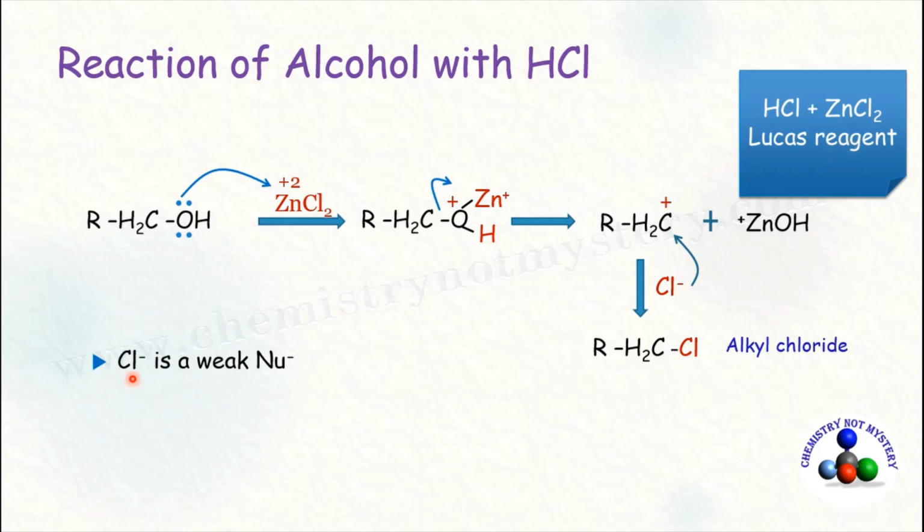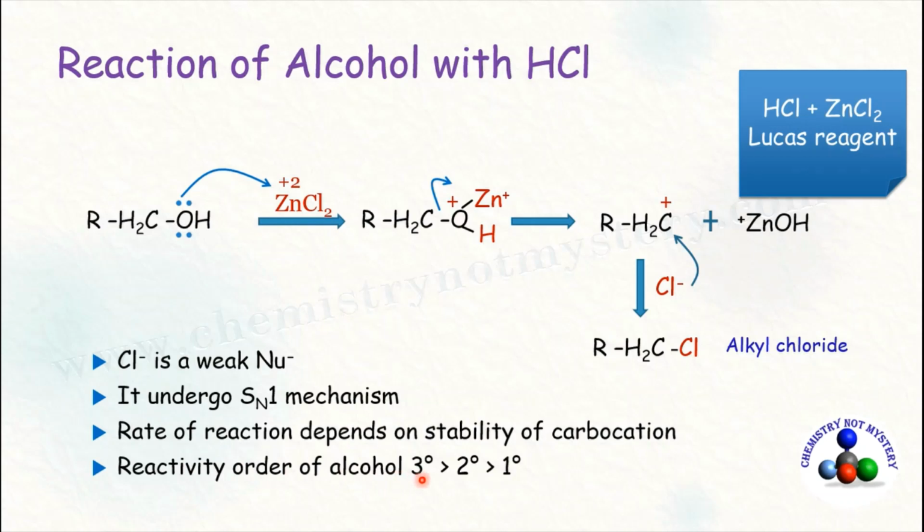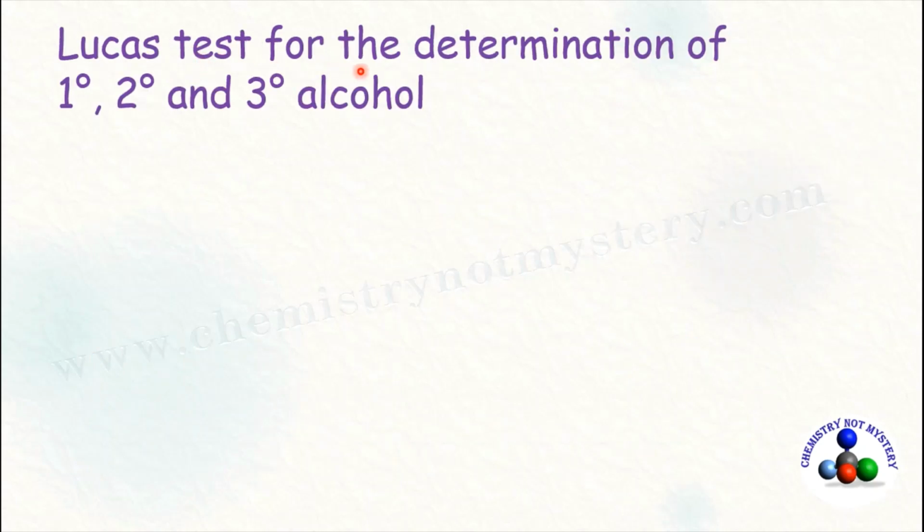Cl negative is a weak nucleophile, so it will proceed via the SN1 reaction mechanism. And as we have just discussed, for the SN1 mechanism, the rate of reaction depends on the stability of the carbocation. So tertiary alcohol will react faster than secondary, then primary alcohol. As there is a difference in reactivity of primary, secondary and tertiary alcohol with the Lucas reagent, this test can be used for the determination of primary, secondary and tertiary alcohol.